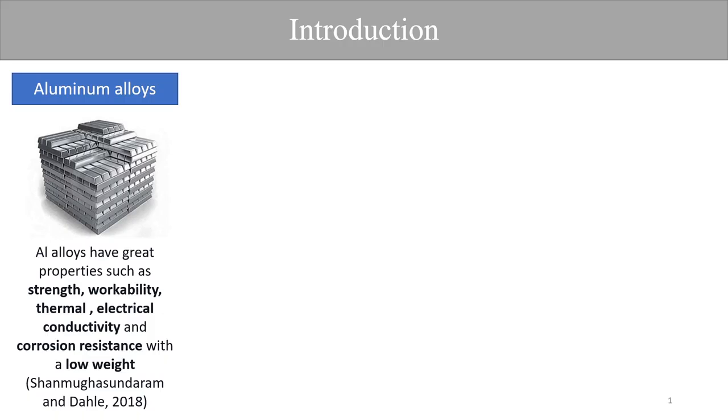Aluminum alloys are widely used nowadays. This is due to their good properties and low weight. Within these alloys, we can regularly find chromium and zirconium as alloying elements. But why are they important? Let's look at the next example.